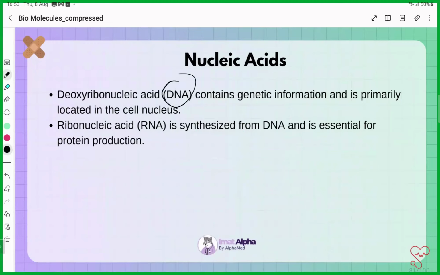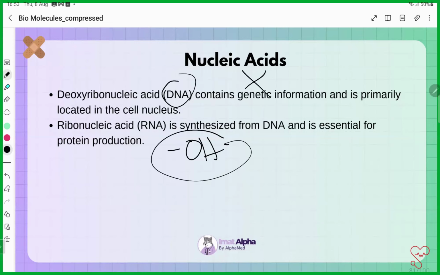Ribonucleic acid, okay, and we have deoxyribonucleic acid. The only difference between them is here we have an OH functional group in its structure, and here we don't have the OH functional group. Here we have an oxygen in its structure. Here we don't have an oxygen, so that's why it's deoxy.